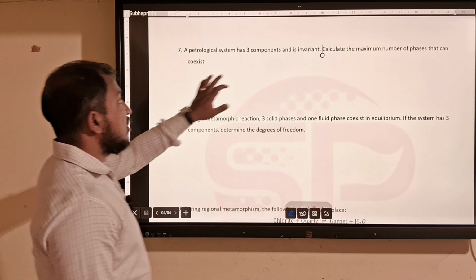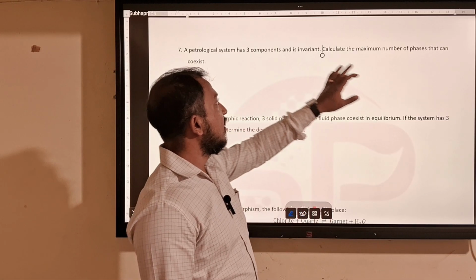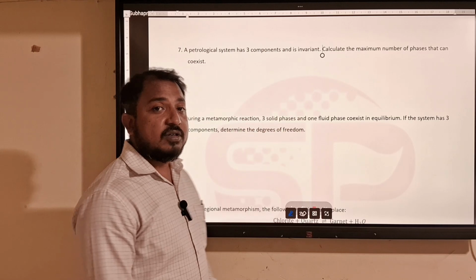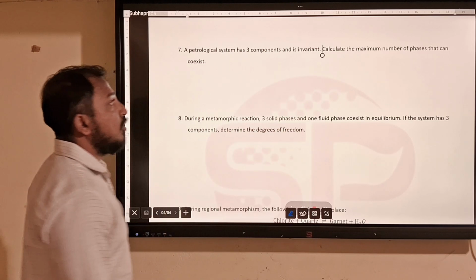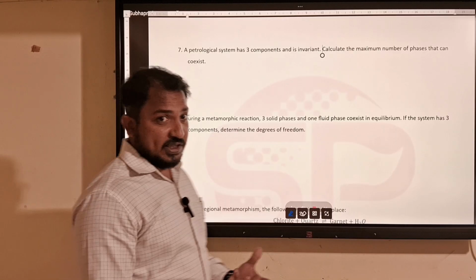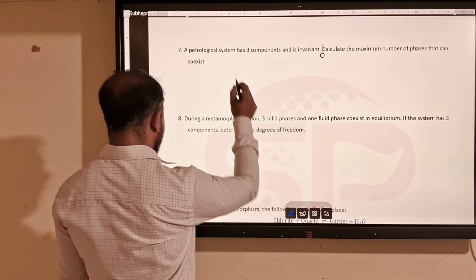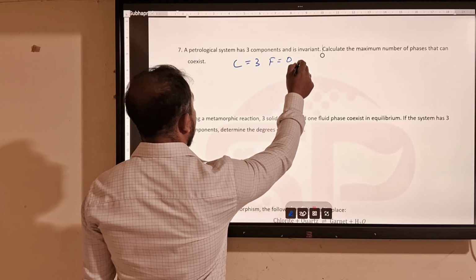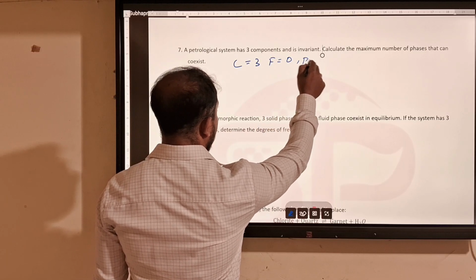So here in a petrological system, we have 3 components and it is invariant. Invariant means your degree of freedom is 0. So you have to calculate the maximum number of phases that can coexist. Here components is given 3, F is given 0. We have to calculate the phase.